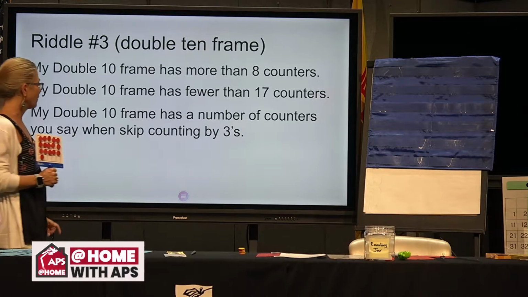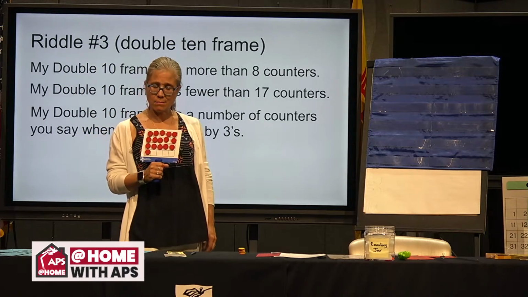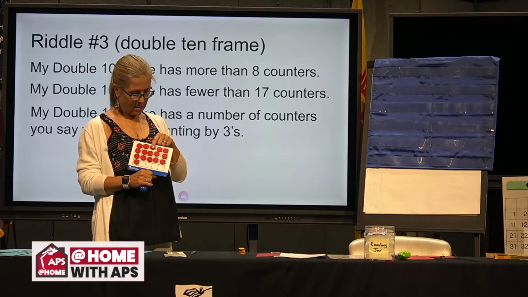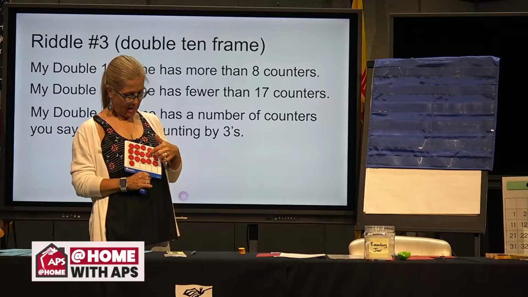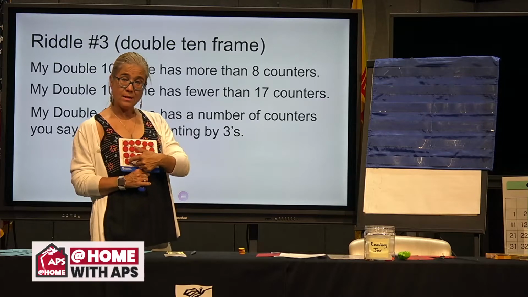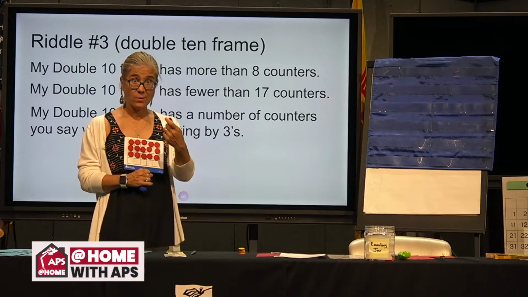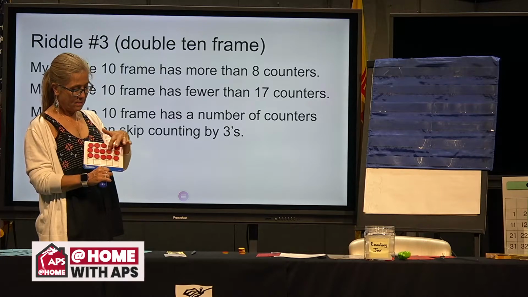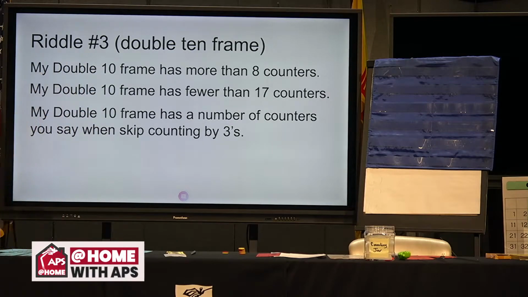My double 10 frame has a number of counters you say when you're skip counting by threes. Huh. So let's see. 3, 6, 9, 12, 15. 15 would be the last one that would be counting by threes. So I guess I could get rid of this one, can't I? Because we could do 3, 6, 9, 12, or 15 if we were counting in groups of 3.